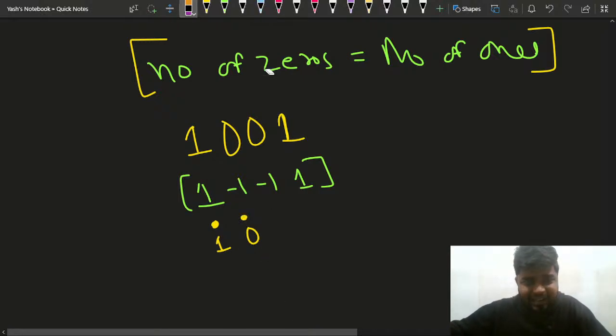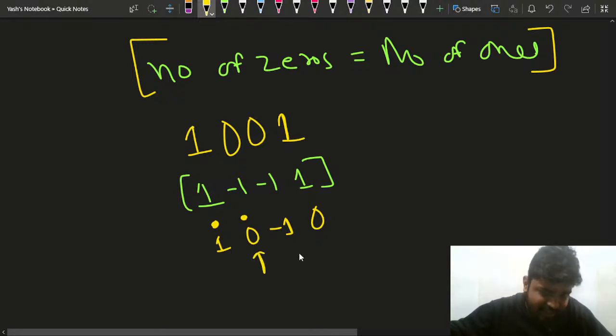Now let's add. Here my prefix sum would become -1, and here -1 plus 1 would give me 0. So you can see that this is one of the instances, and this is another instance where I am getting a 0, right?